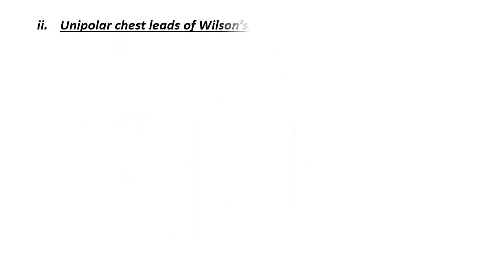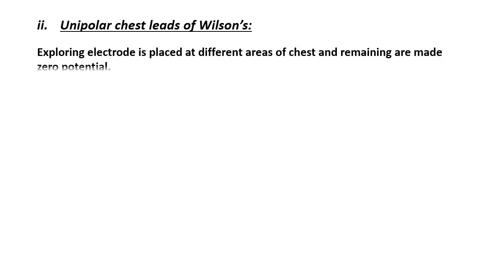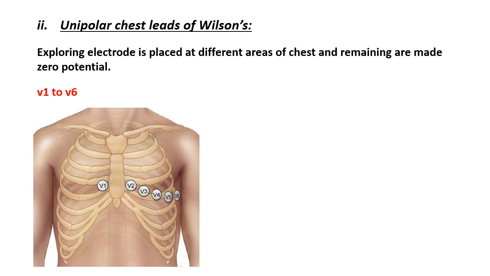Next are the unipolar chest leads of Wilson. Exploring electrodes are placed at different areas of the chest and the remaining are made at zero potential. There are 6 chest leads, labeled V1 to V6. The proper sites of placement are as follows.